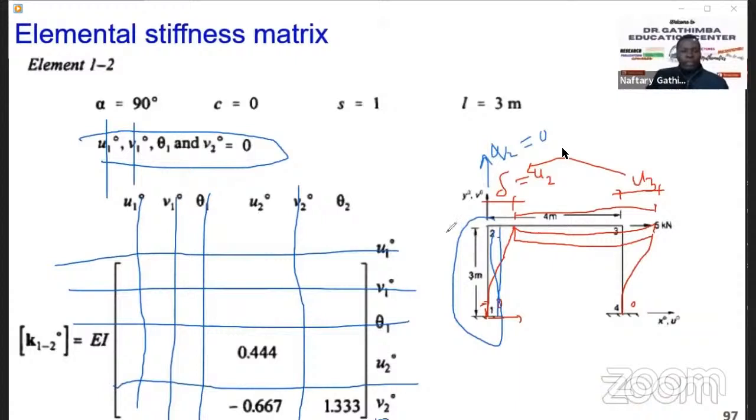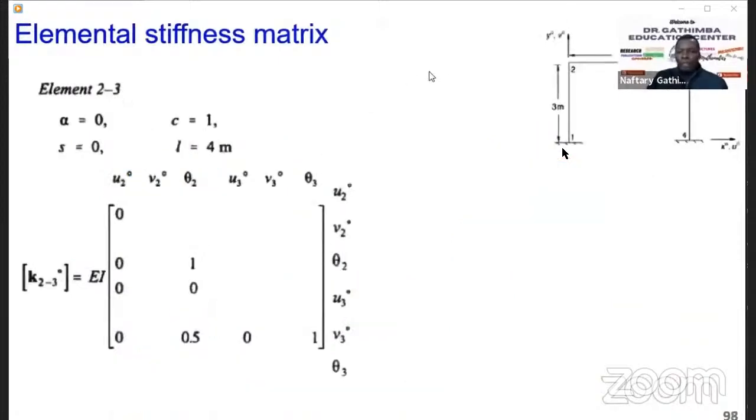Okay. So we have seen the stiffness matrix for element 1, 2. Similarly, we can do the same for element 2, 3. Again, for this element, you just need to look at the orientation. So it's horizontal, in the x direction, so it's oriented the same direction. So theta is equal to 0, or alpha is equal to 0, where now cos is 1 and sine is 0, and length is 4.